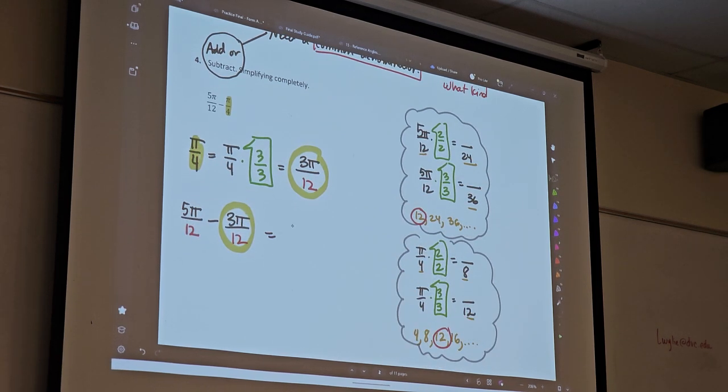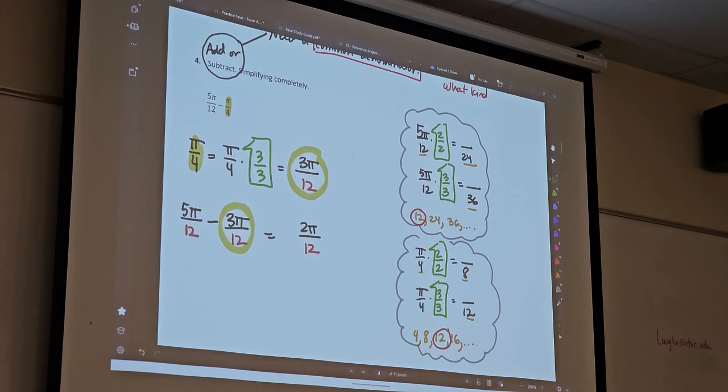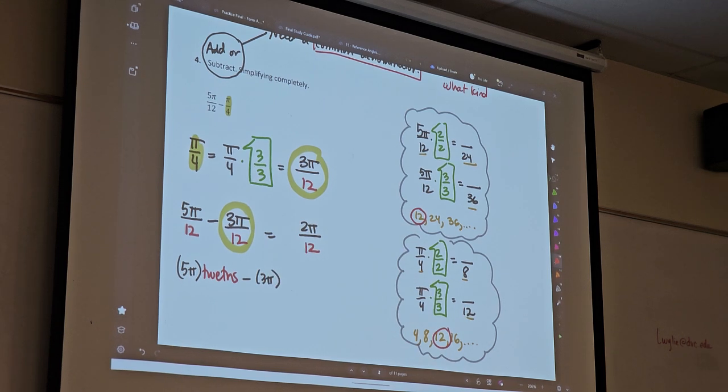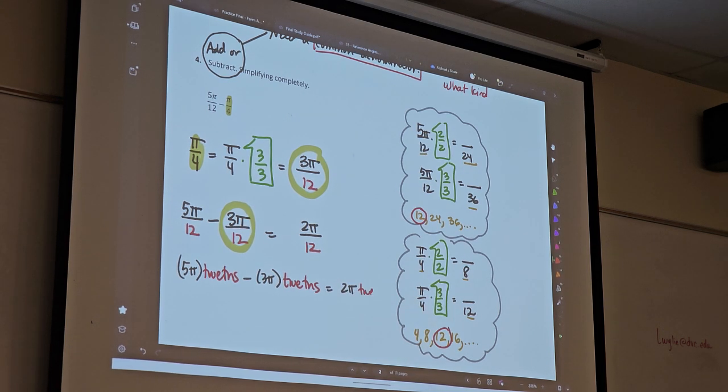Subtract the numerators. 5 pi minus 3 pi is 2 pi's. And what do you do with the denominator? Nada. Done. Well, we can simplify that. Nothing with the denominator. 5 pi 12ths minus 3 pi 12ths is 2 pi 12ths. Overkill. You leave your denominator alone.